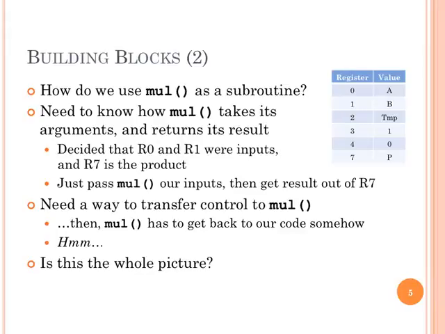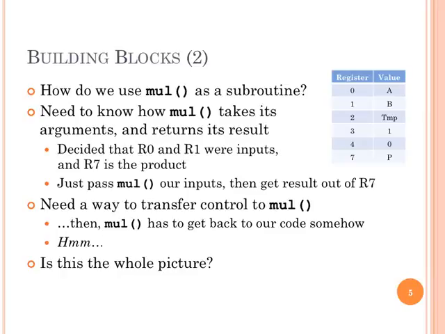Now, one other question. I say here that we need to know how we take the arguments and how the values are returned. We need to figure out how to get to mul. We need to figure out how to get back. Is there anything else in the picture we need to think about? Hint, what registers are we using so far? We've talked about registers 0 and 1 and 7. But mul uses other things, right?